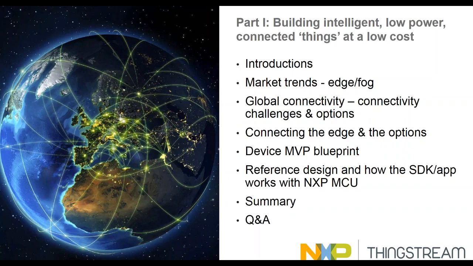So I'll do a quick introduction to the presenters, including myself, in a minute. Then we will talk about market trends that we see for edge node sensors and connected things between the edge and the fog. We'll talk about global connectivity, some of the challenges in how to deploy global networks that can also be low power. We'll talk about how we can then connect the edge nodes, the different options for these global networks. And then we'll talk about some device management.